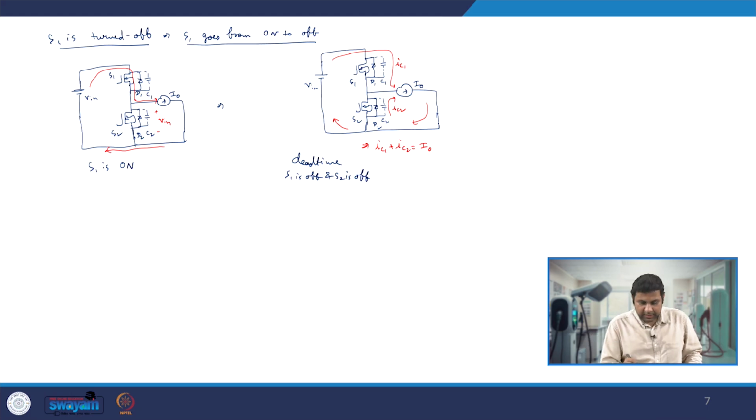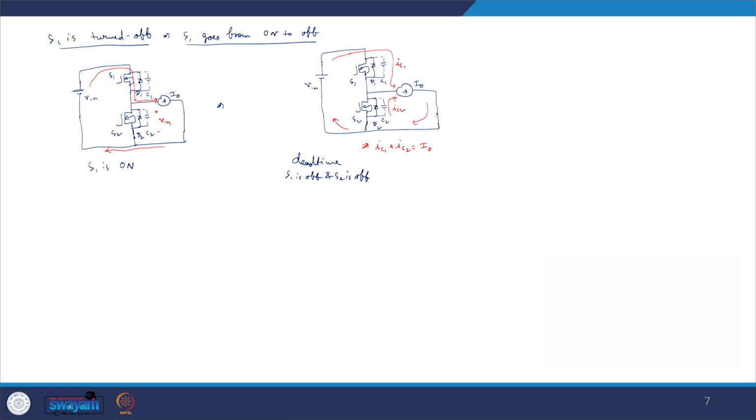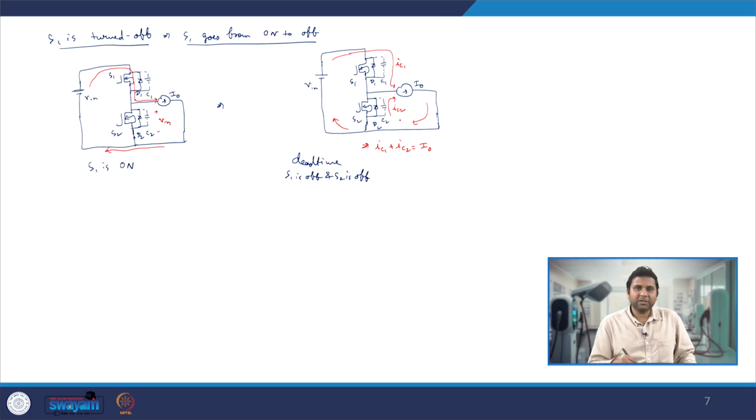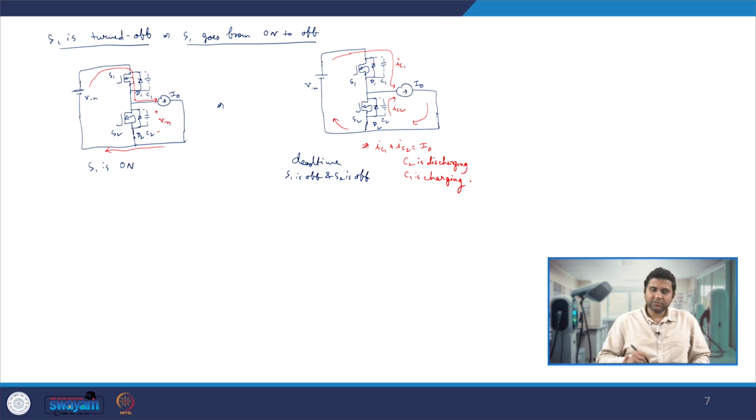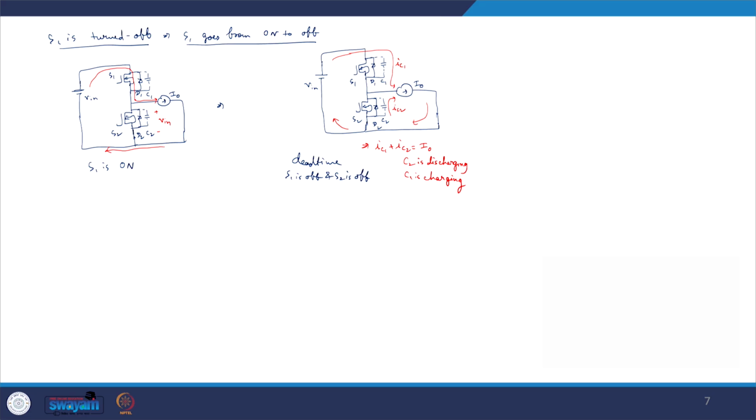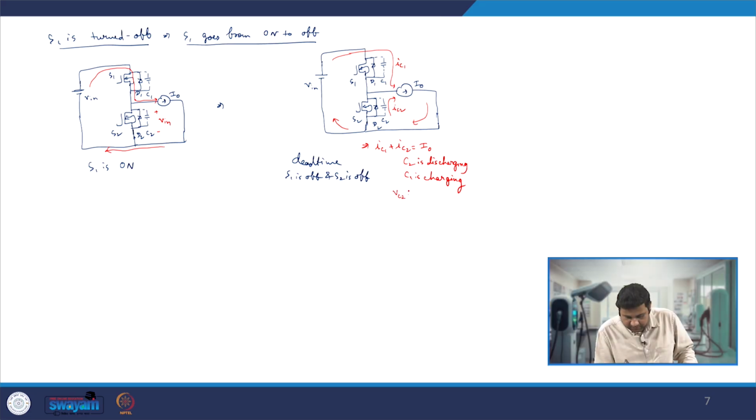And if you look very carefully, since the current is coming out of the capacitor C2, the capacitor C2 is discharging, and because of the current direction C1 is charging. So C2 is discharging and C1 is charging, which means that Vc2 is reducing and Vc1 is increasing.